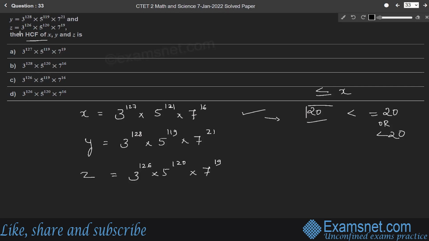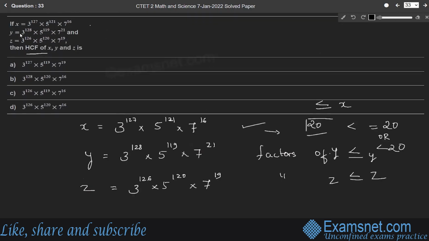Similarly, factors of y are always less than or equal to y, and factors of z are always less than or equal to z. Right? So here we are finding the highest common factor. Among those factors there is one which is highest. Generally, the number itself is the highest factor of the given number. In the case of 20, 20 is the highest factor of 20. Similarly, 18 is the highest factor of the number 18.